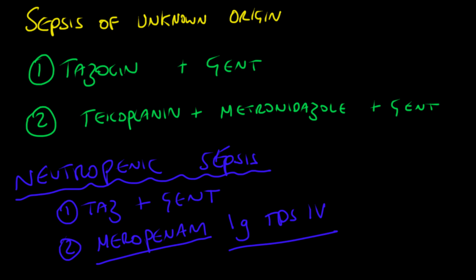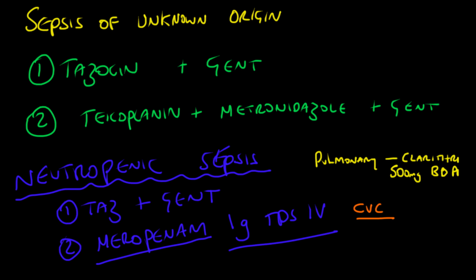If there was any sort of pulmonary focus, you might want to add in clarithromycin, which will cover you for any atypicals. That's usually given at 500 milligrams BD orally. The reason it's given orally rather than IV is because it has the same effect either way, so we choose to give it PO rather than giving the person another needless intravenous antibiotic. If you thought there was an infection at a central line source, which is a central venous catheter, CVC, you might want to add in teicoplanin.